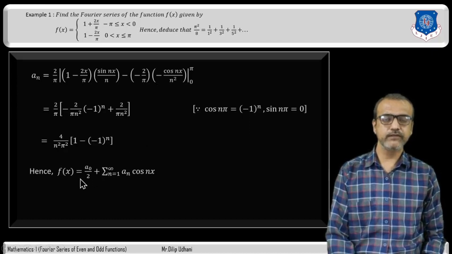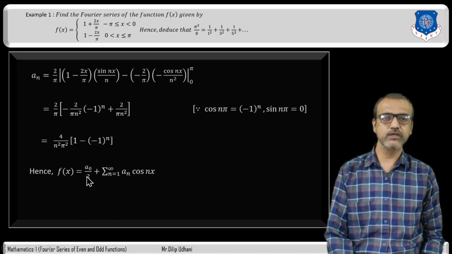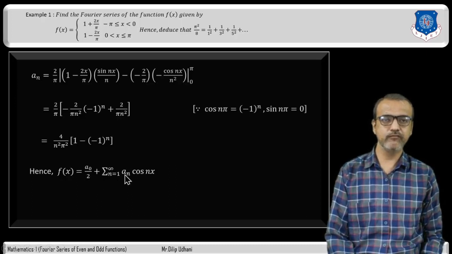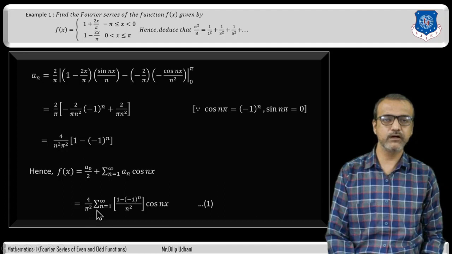Now we will find out the Fourier series, and the Fourier series is f of x equals a0 by 2 plus sigma n from 1 to infinity a_n cos nx. Now in this Fourier series we will put the value of a0 and a_n, but as you know the value of a0 is 0, so the first term will be eliminated and we will put a_n. So a_n is this one, that is 4 over pi square sigma n from 1 to infinity (1 minus (-1)^n) upon n square, and cos nx will be as it is. Say this is equation number 1. This is the required Fourier series of the given function.